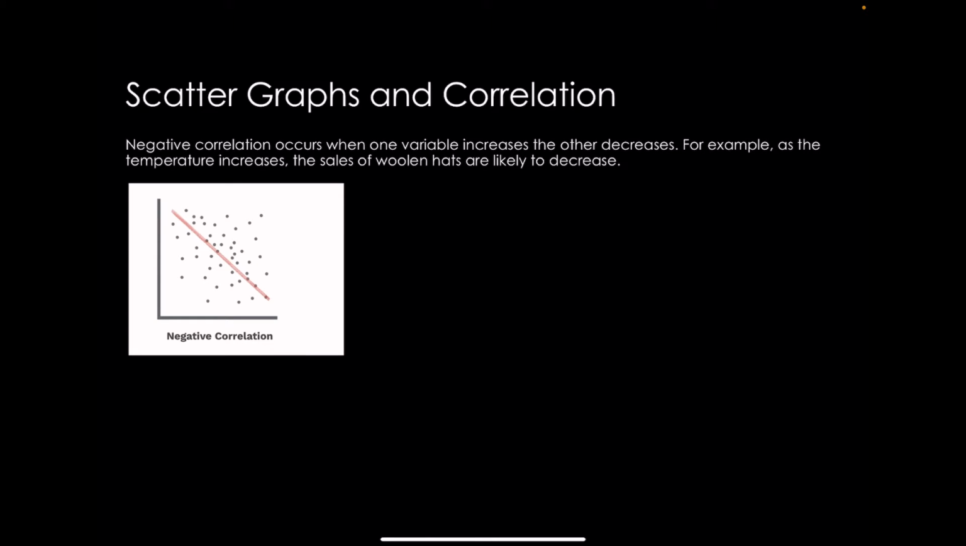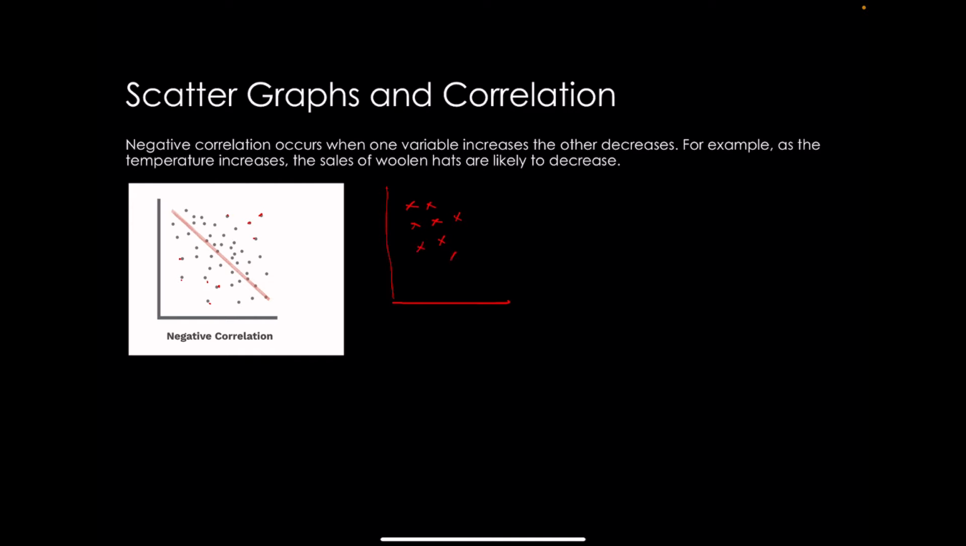A negative correlation occurs when one variable increases, the other decreases. So, for example, as the temperature increases, the sales of woolen hats are likely to decrease. Or as the temperature increases, the likelihood of hot chocolates being sold will decrease. Or it could be the other way around. As the temperature decreases, the number of hot chocolates being sold will increase. Okay, again, this one, there's quite a lot of outliers, such as these over here, which don't really match up. So again, you'll probably get a correlation.